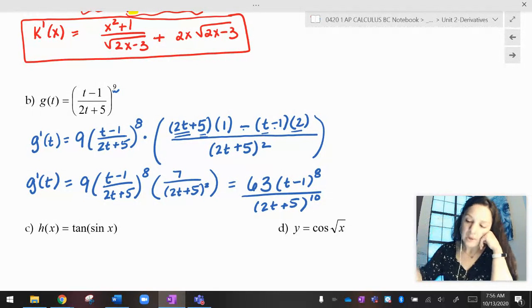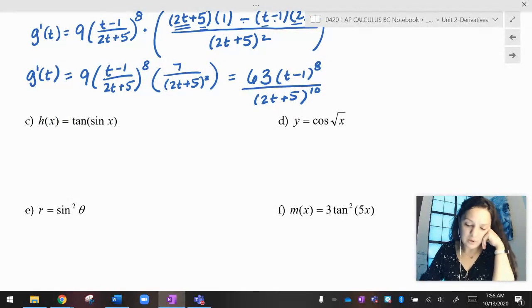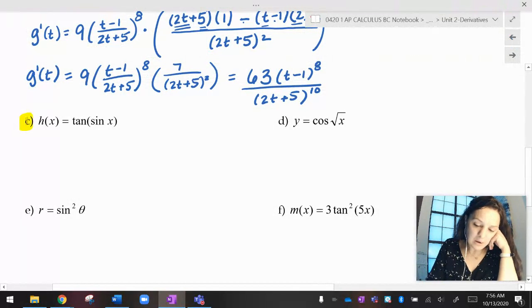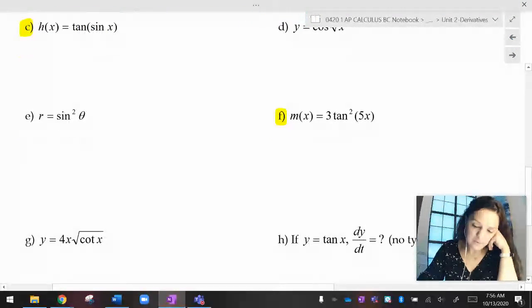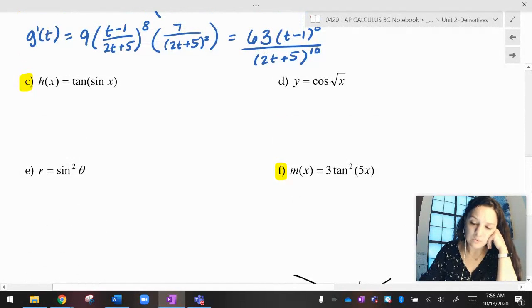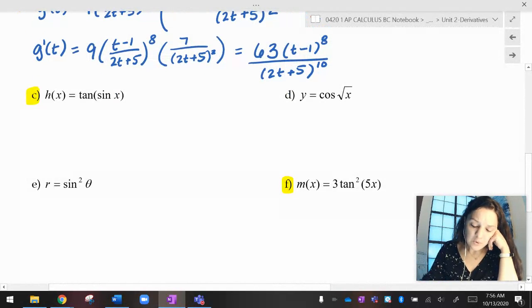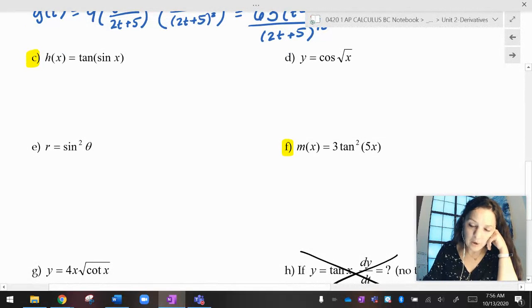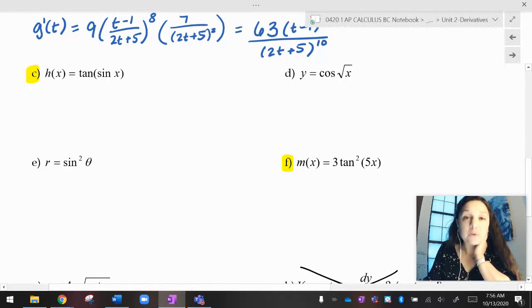Cool, cool, cool. All right, I am going to come down here and I am going to do part C and I'm going to do part F and I am going to cross off H because honestly, I don't really like that question. I don't want to do it. So you can ignore that one. So I'm going to do C and F, and then I'm going to get you started on the other couple, and then you're going to do them, pause the video, and then come back.